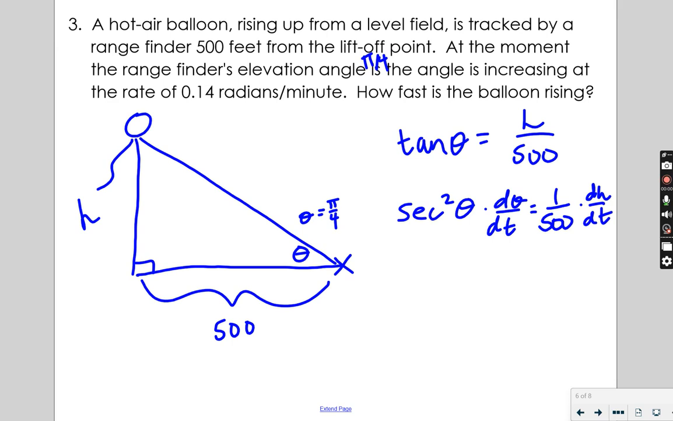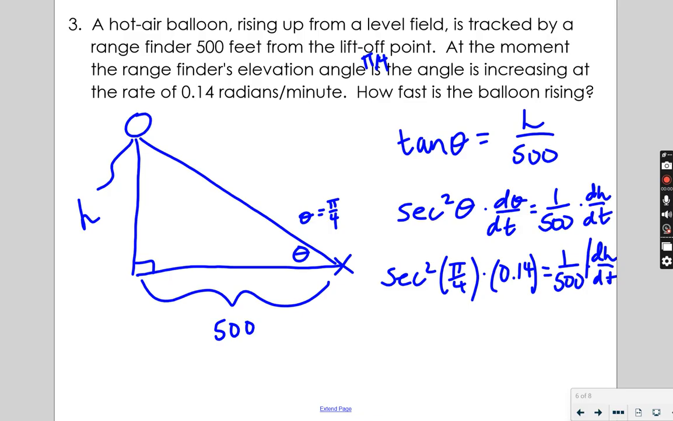All right, now we can start plugging things in. Whatever the variable is, d theta dt, dh dt, whatever. Okay, what's theta? Pi over 4. Yep. So secant squared of pi over 4. We know d theta dt, so that's the 0.14 radians per minute. And I'm solving for dh dt. That's what I'm solving for.